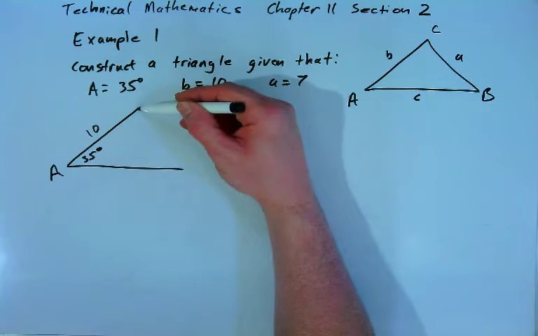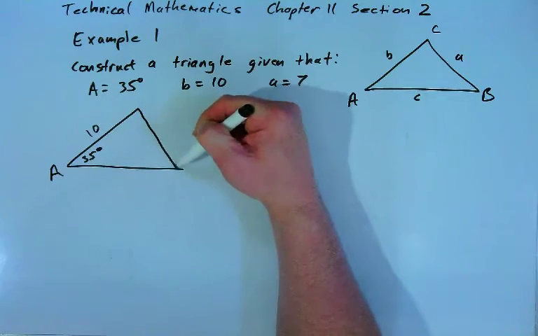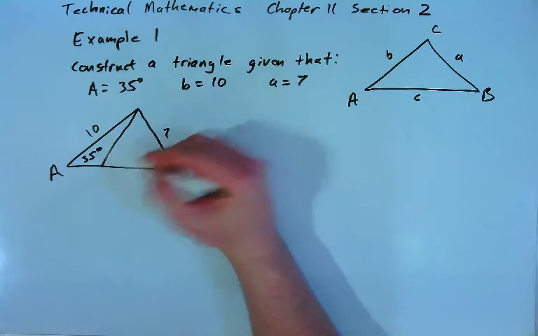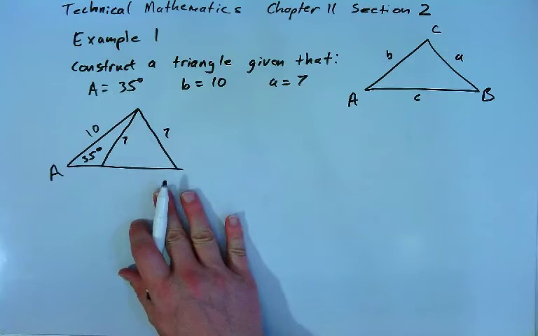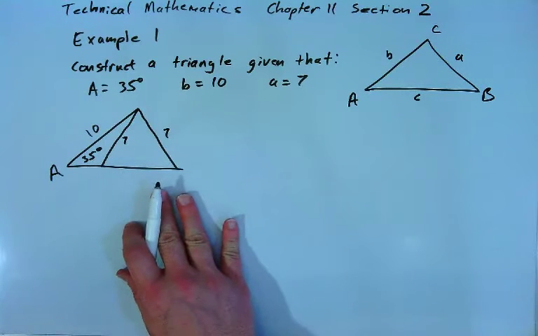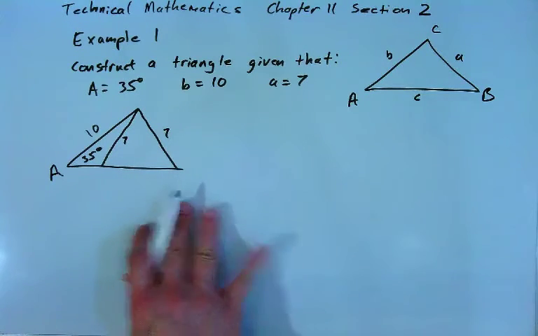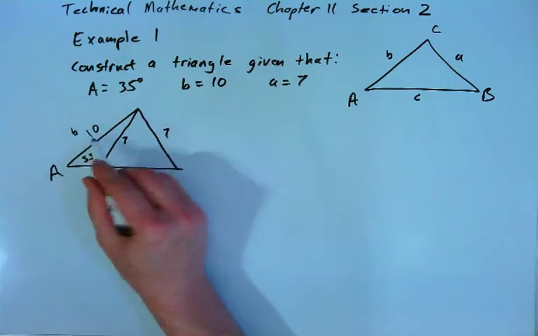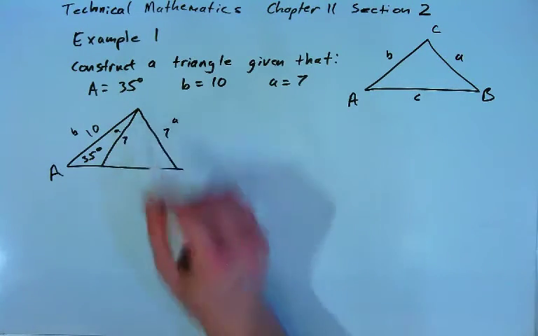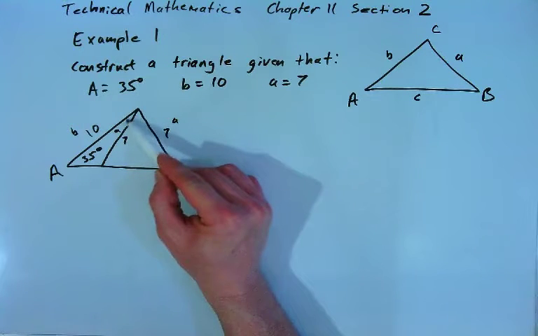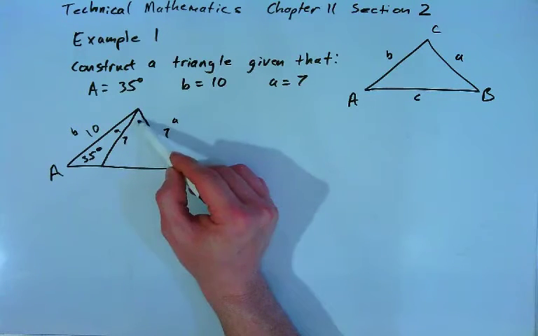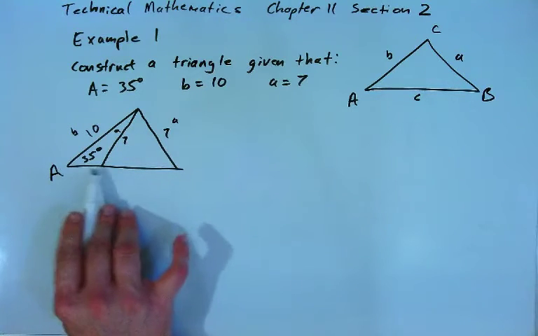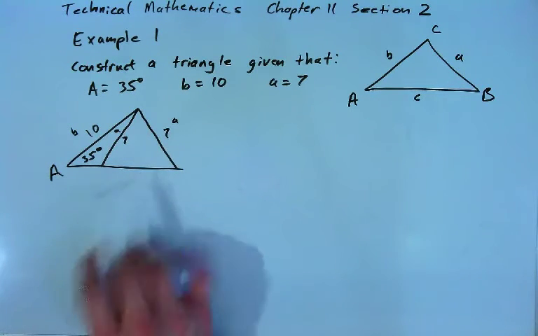And so we have two different options here. A line of length 7 will fit here, but a line of length 7 also fits here. Again, I could use a ruler and a protractor and measure all of this out and draw two different triangles that have angle A is 35 degrees, side B is 10, and side A is 7. And so angle C is either this very acute angle or a less acute angle. And the length of side C is either this very short line segment or this very long line segment relatively.